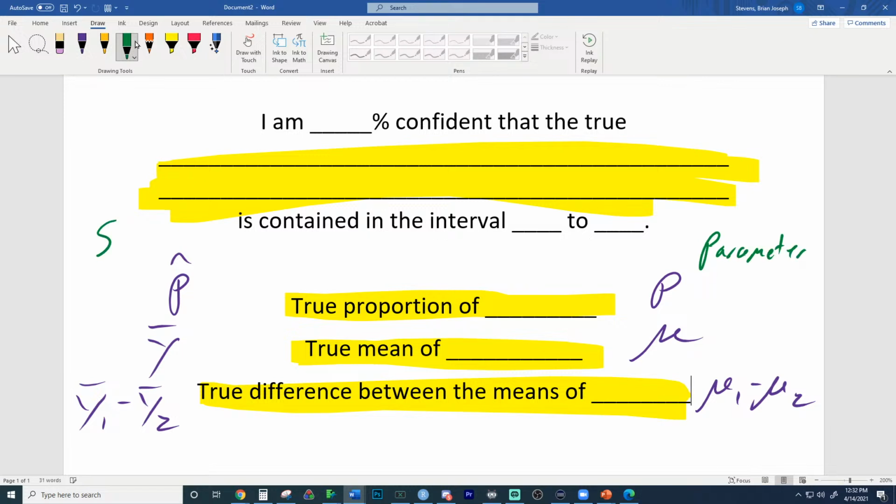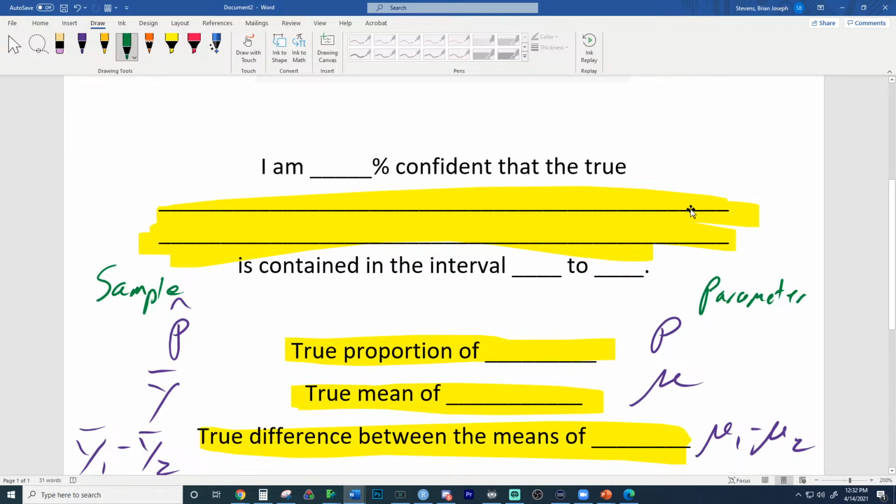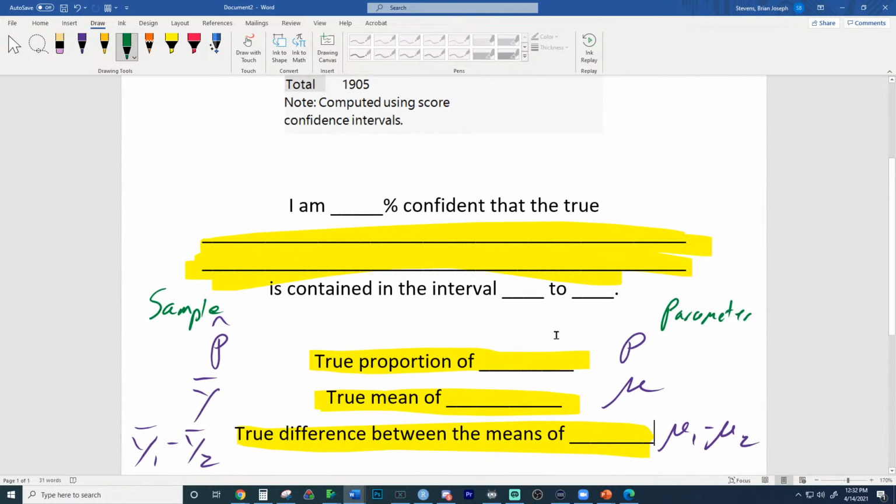And here is our sample statistic we're using to estimate the parameter, which gets more to the theory. So you can see right there, the sample is giving us the estimate, and the sample creates the interval. So when we're trying to estimate the true proportion, we use the sample proportion. When we're trying to estimate the true mean, we use the sample mean. When we're trying to estimate the true difference between two means, which is mu1 minus mu2, we use the difference between two sample means. So I am blank % confident that the true proportion is the one we are using here. And hopefully that makes sense.